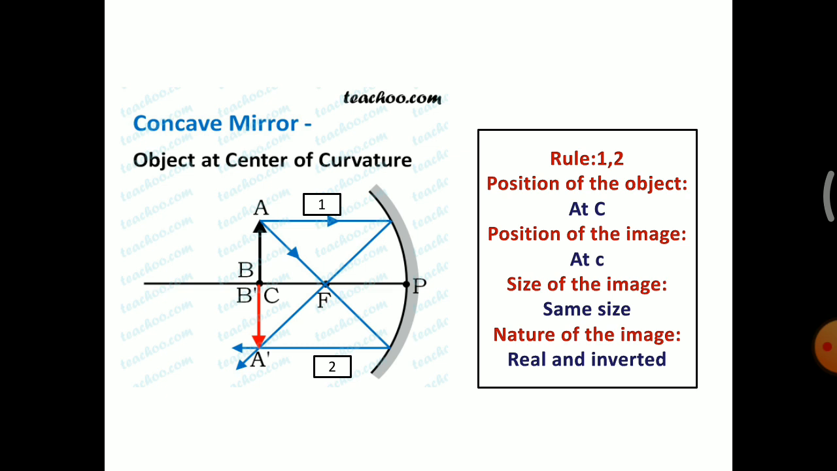Look at this table. The position of the object is at C. The position of the image is at C. Now compare the size of the object with the size of the image. Both are the same size. So I wrote same size. Here the image is formed below the principal axis. So it is real and inverted.